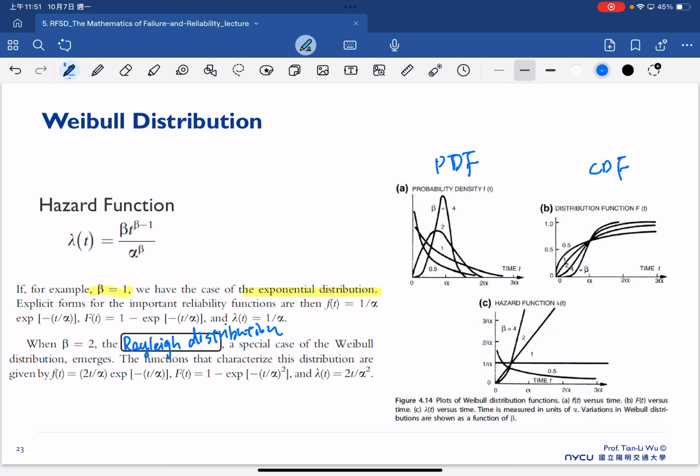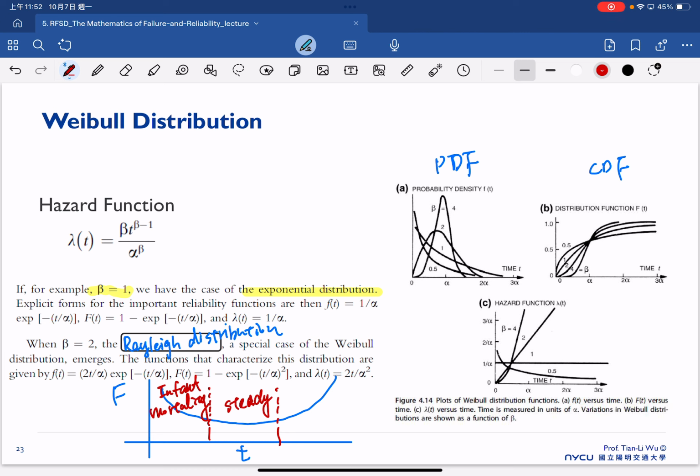The reason the Weibull distribution is very popular for reliability modeling is the same as for the log normal: this distribution is powerful for the bathtub curve. It can represent the three phases of the bathtub curve, where the first is infant mortality, the second is steady, and the last one is wear out.